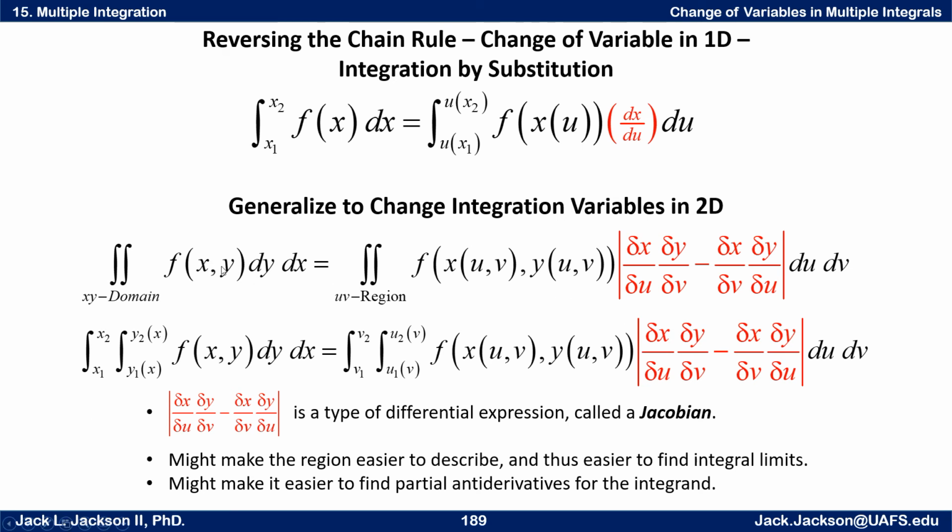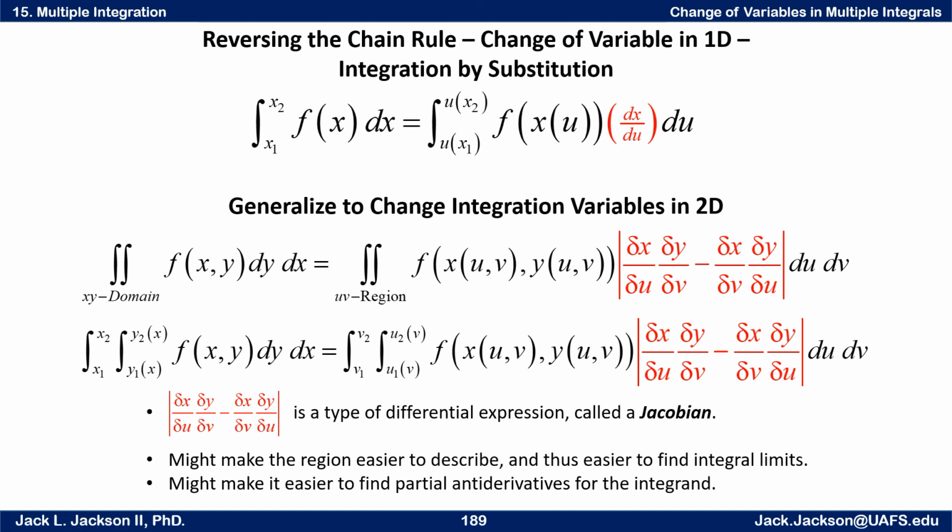You replace x and y by some function of u and v, and then plug that into the function f, and now this whole thing here is a function of u and v ultimately. And then you change dy and dx to du and dv in one order or the other. But then you have a derivative right here in red that goes in place, just like you had a derivative up here. But this derivative is a differential expression. This is called a Jacobian. It has to do with some partial derivatives here.